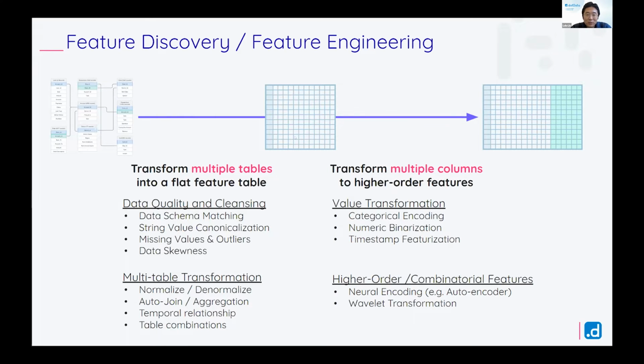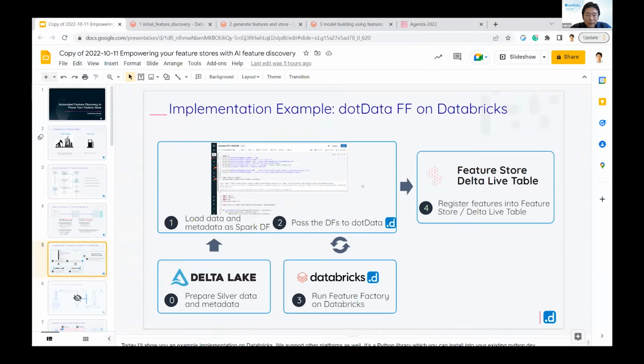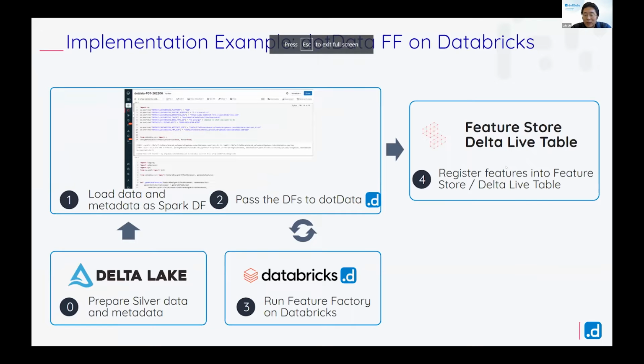Okay, with that, let me actually dive into my example implementation, which we have here on Databricks. We do support other platforms as well. We have this Python interface product. Essentially, it's a package which you can install into your existing Python environment. For this example, however, we have the data stored in Delta Lake. We would load them as data frames and pass them to DotData. We would run a Spark job to discover the features, and then we can save those features into the Databricks feature store.